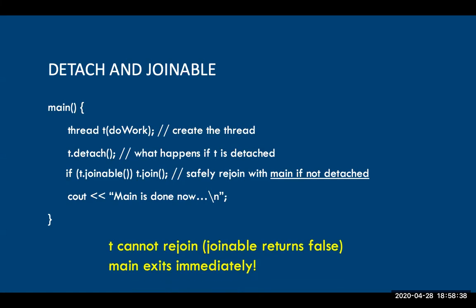Okay, so if it's detached and we try to rejoin, you know, we would run into trouble. But otherwise, we'd exit main immediately, right? If joinable returns false, if it's not joinable, we're out of there. We're just going to quit.